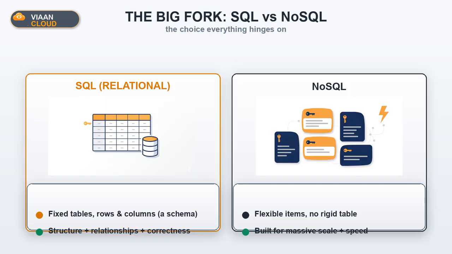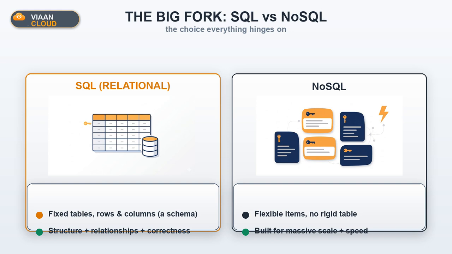Now the fork that the whole topic hinges on, SQL versus NoSQL. SQL, or relational, databases store data in strict tables, rows, and columns, with a fixed structure you define up front, called a schema. Think of a perfect spreadsheet where every row has the exact same columns, and tables can be linked together. NoSQL throws out the rigid table.